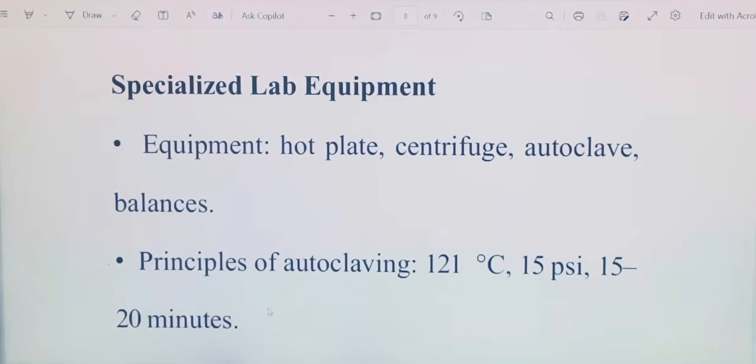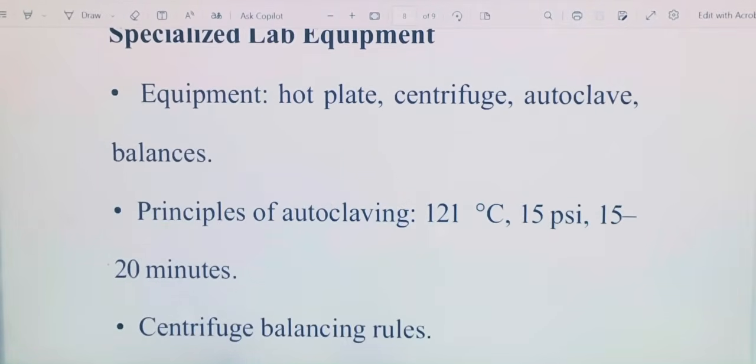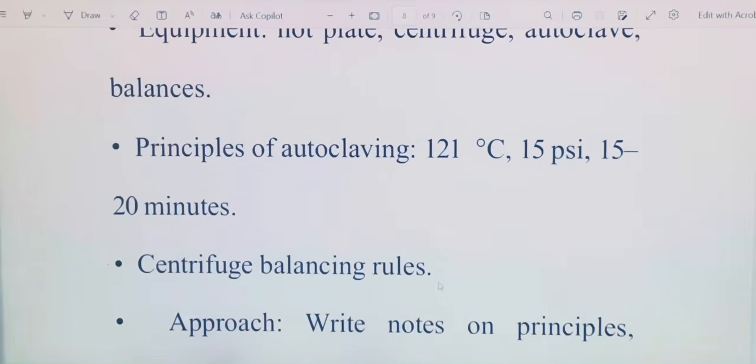Understand what the hot plate is. Understand the principle of operation, understand how it is used. Know everything about the centrifuge, autoclave, and different balances, weighing balances, and all forms of balances. Understand the principles of autoclaving: a temperature of 121 degrees Celsius, 15 psi, and of course, operating within an effective range of 15 to 20 minutes.